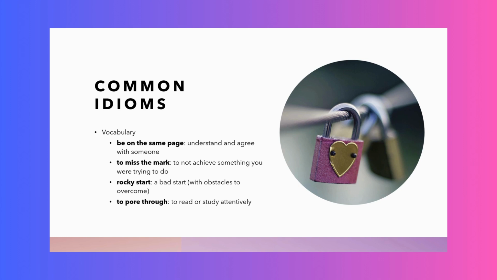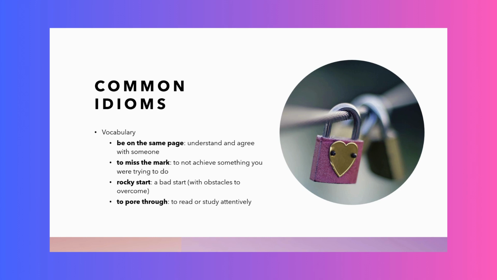2, to miss the mark. If you miss the mark, you fail to achieve something you are trying to do. This idiom comes from archery and failing to hit your target with an arrow. Sometimes we try to express our love in ways that miss the mark because the person we love has a different love language and doesn't feel loved by our expression of love. This is a communication issue.